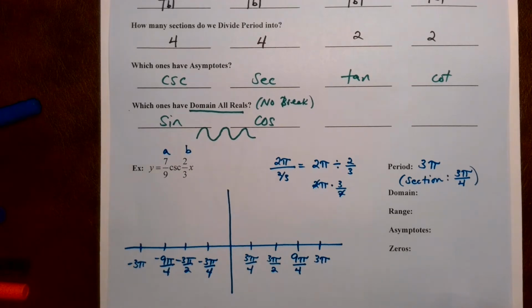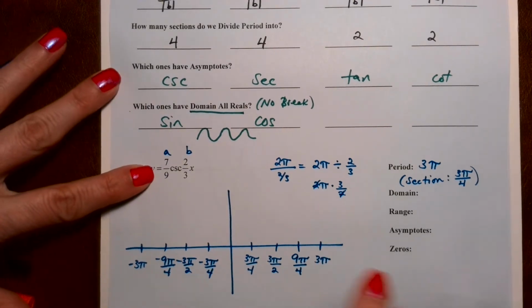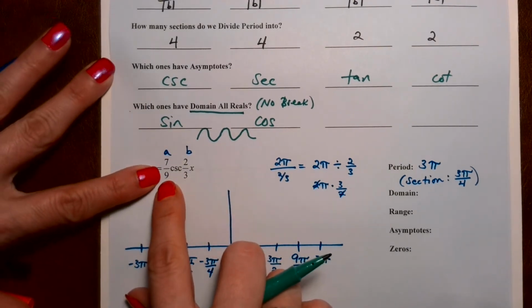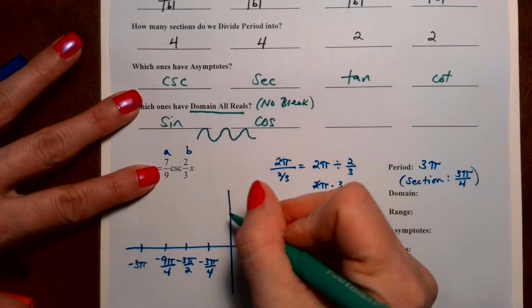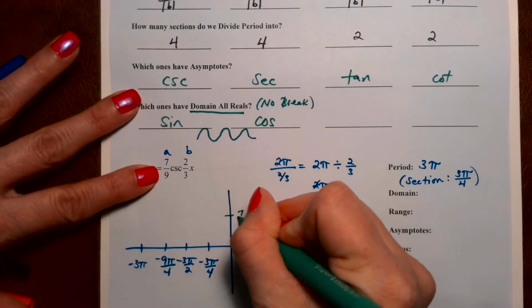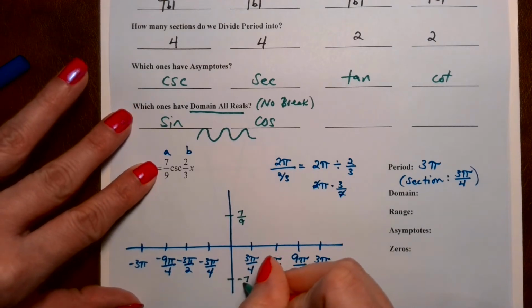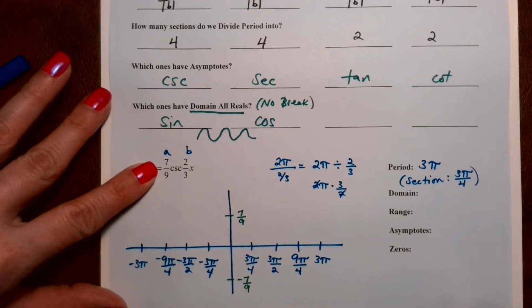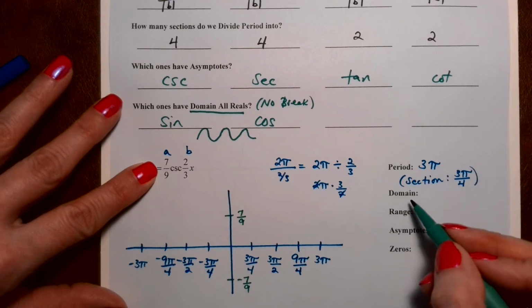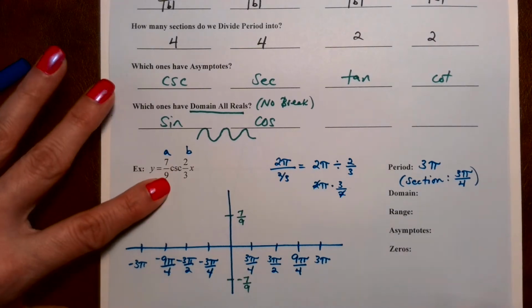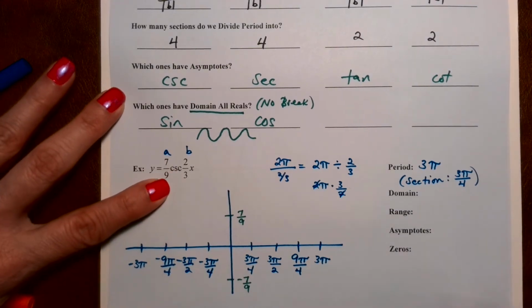Now it's time to do the y-axis, which is going to be the a value. Okay, so for sine, it would be the amplitude. Okay, so let's go ahead and mark 7/9 and negative 7/9. Okay, domain, I'm going to do that after I go ahead and draw this graph.